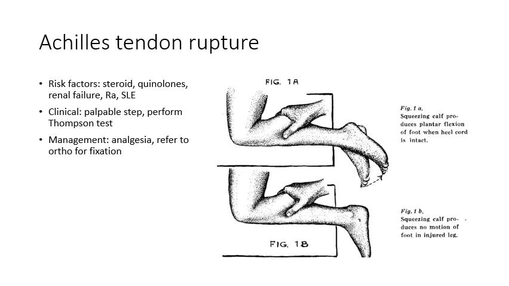also known as the calf squeeze test. On the right-hand side, there is a photograph of the Thompson test. When you squeeze the calf, there is plantar flexion. If you fail to see that, it indicates Achilles tendon rupture. Management is analgesia and referral to ortho for fixation.